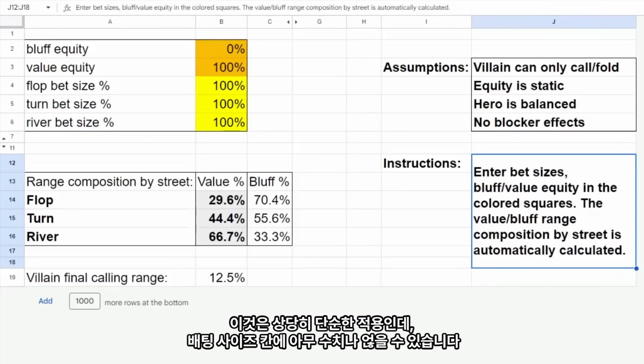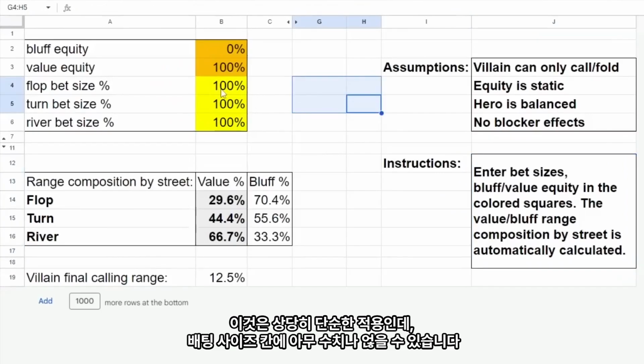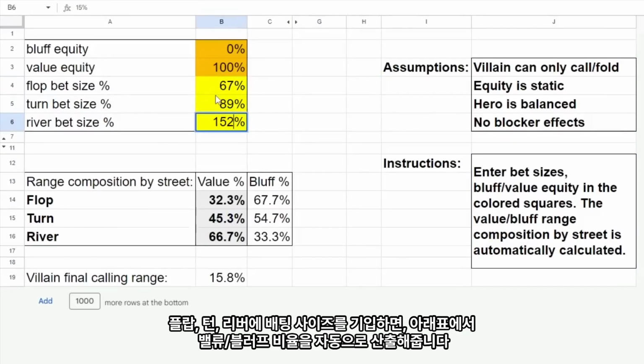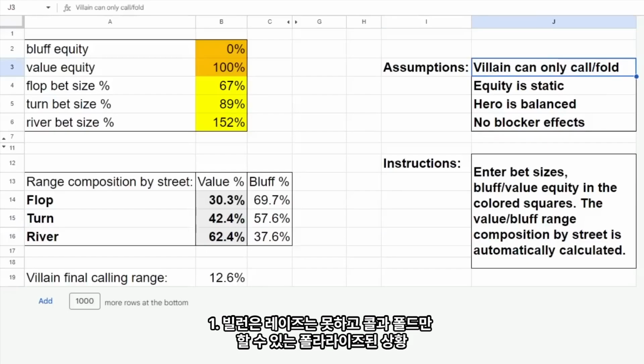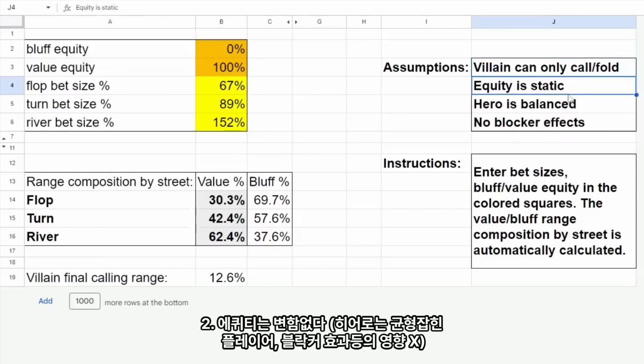Okay, this is a pretty basic application. Again, we can enter any set of bet sizes here. So 67, 89, 152. It'll just calculate this out for you. So let's just go over the assumptions that we're making here. We assume that villain can only call or fold, which again, if we're perfectly polarized, they would have no reason to raise. We assume that equity is static, that we're balanced, and that there are no blocker effects. So this is a nice, simple toy game.